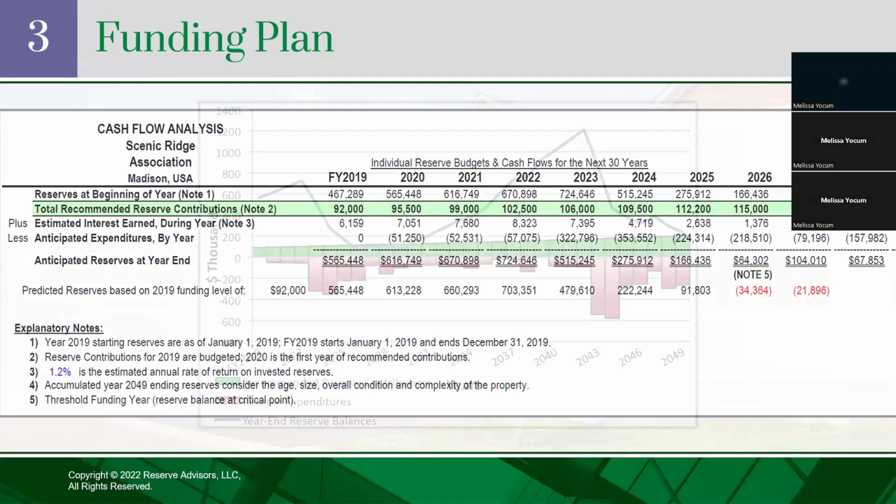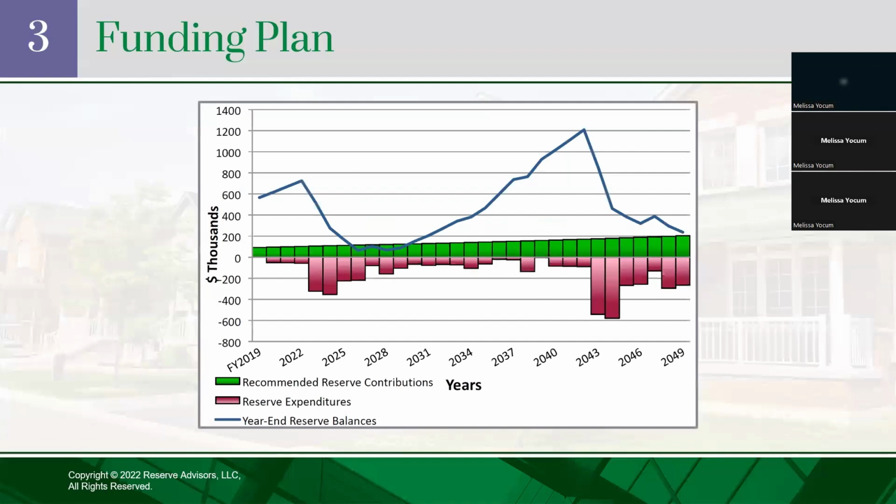This is the graphical form of that funding plan. I really like this graph. It's included right in our executive summary, and I always include or encourage clients to share this, especially at maybe an annual meeting time. And maybe there's questions about the reserves and why we have all this money sitting in the account. I really think this graph helps homeowners understand the importance of reserves.